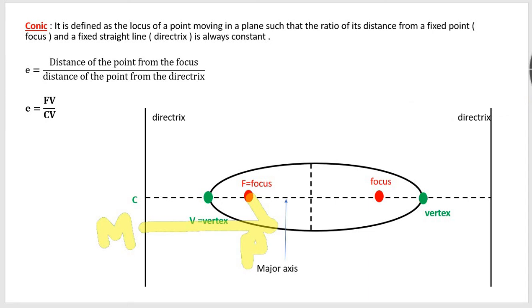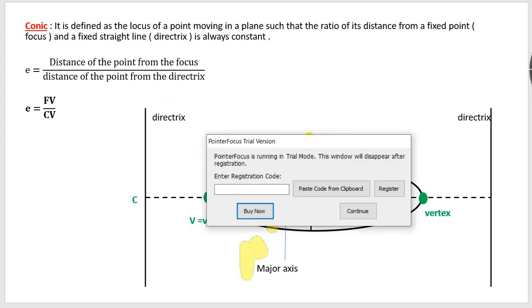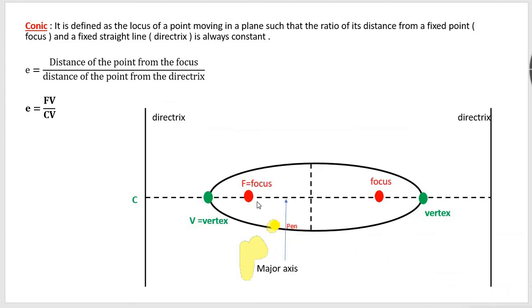Alright, and let us say a definition of eccentricity. Distance of the point from the focus, same thing, you take any point P here, distance of the point P from the focus, divided by the distance of the point from the directrix. And that constant, what you have learned, that constant is your eccentricity.